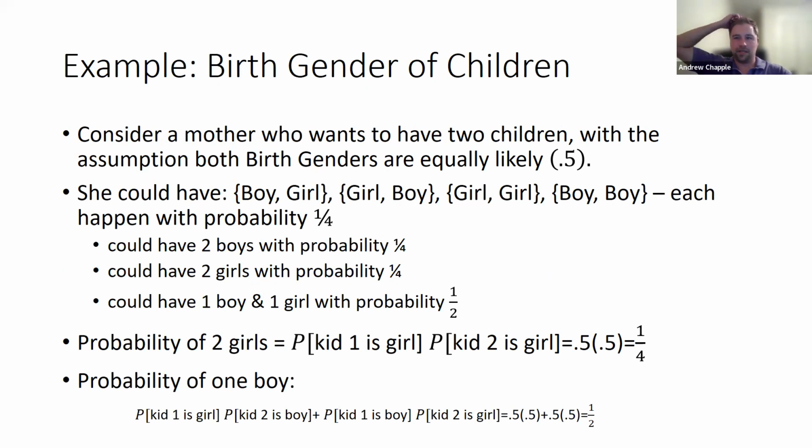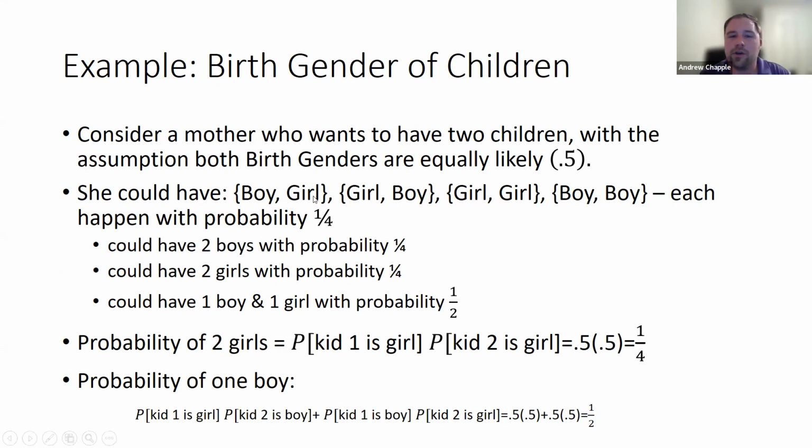Okay, here's some examples. Consider the birth gender on children. So these are the birth certificate values. Consider a mother that wants to have 2 children with the assumption that both birth genders are equally likely. Again, this does not have anything to do with gender identity, just based on when they're born. So maybe later they decide they feel like they're a different gender or whatever. This is just birth gender for this example.